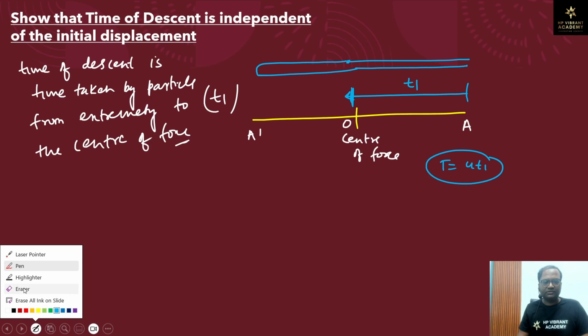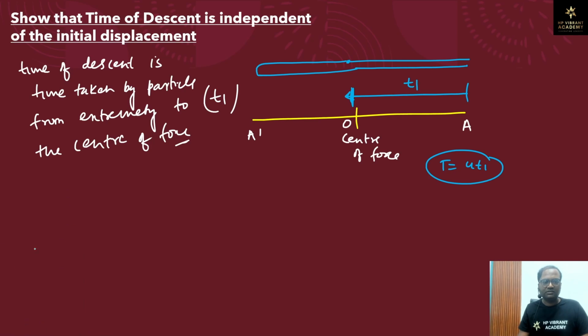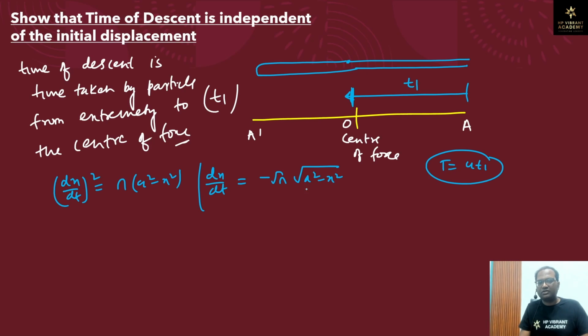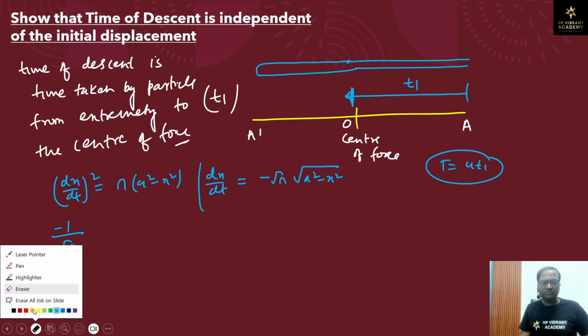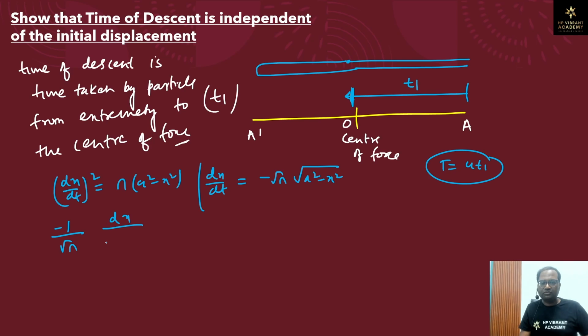We have the velocity as (dx/dt) whole square is equal to mu (a square minus x square). So we have dx/dt is equal to minus root mu root under a square minus x square. I am taking the negative sign because the velocity is in the direction of x decreasing. So we have minus 1 upon root mu, dx upon root under a square minus x square, is equal to dt.